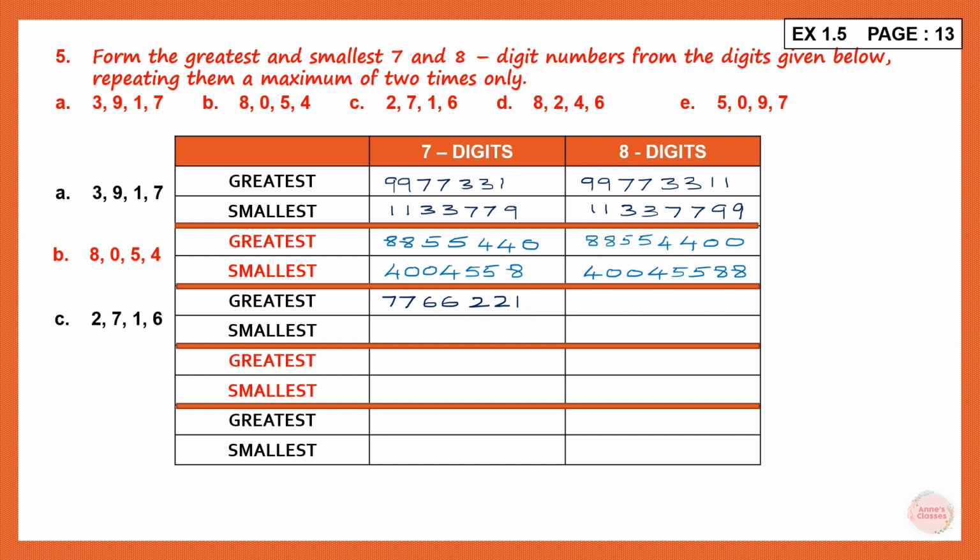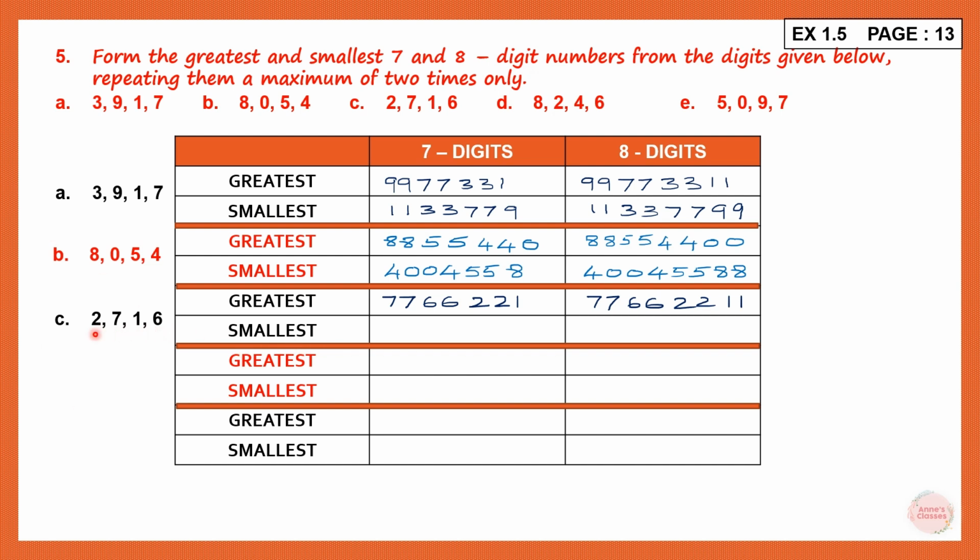Now we're going to write the greatest 8-digit number. So there are 4 digits here. To get the greatest 8-digit number, we have to repeat each digit twice. So start with the greatest digit, that is 7, and we'll write 7 twice. So we finished with 7. Next we have to write 6 twice. Then we go to 2 and then we write 1 also twice. So each digit, there are only 4 digits, but since we have to get an 8-digit number, we are repeating each one twice.